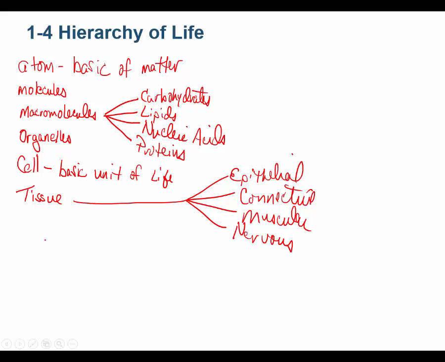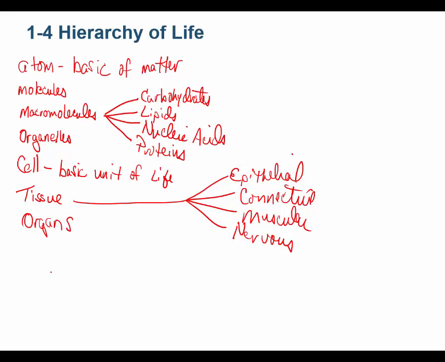Now you take 2 or more of these tissue types, like you could take connective and epithelial together, or muscular and connective together. You take 2 or more. It could be all 4 of them, by the way. Take 2 or more of these tissue types and put them together, and you get organs.